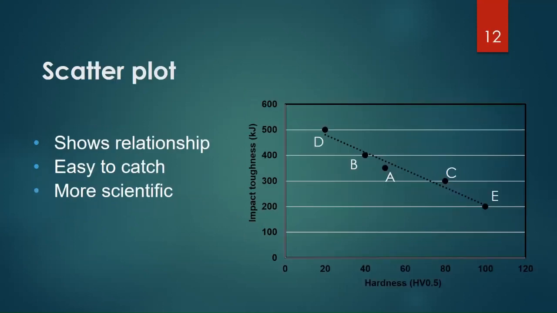Scatter plot. Scatter plot is interesting. It also shows relationship, is easy to catch, and is more scientific. Look at the plot on the right-hand side. You see A, B, C, the other samples, and you will see that they have a trend. This is a decreasing trend somehow, based on the hardness and the toughness. You see this relationship, somehow a correlation. But it's only that, not more than that.